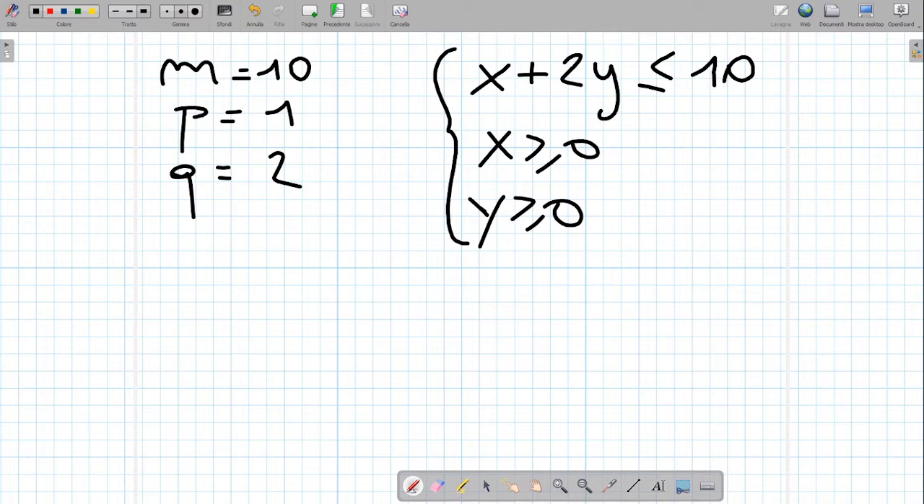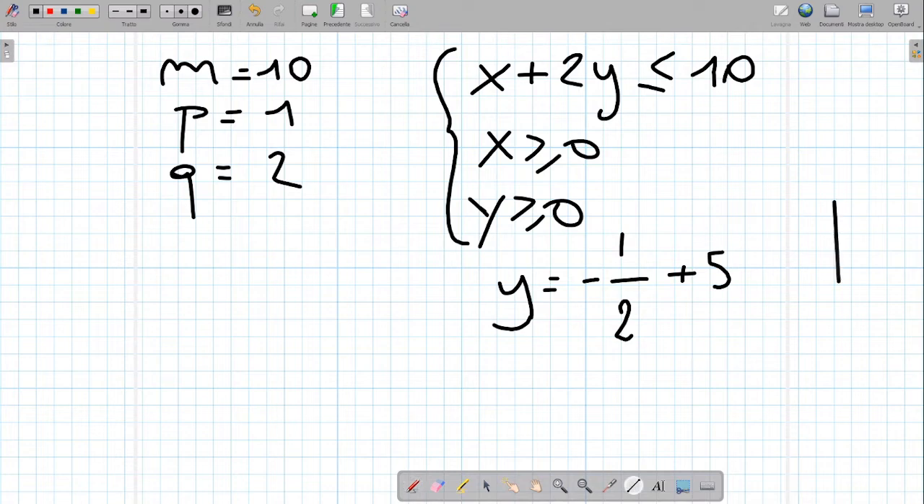So I will start by searching for some points which belong to the first inequality. So let's put it in the explicit form, which turns into y equal to -x on 2 plus 10 divided by 2, which is 5. So this will be our straight line, the first equation, let's say, and we can find, as we have done yesterday, some points to draw the line. Oh, sorry, I forgot the x here.